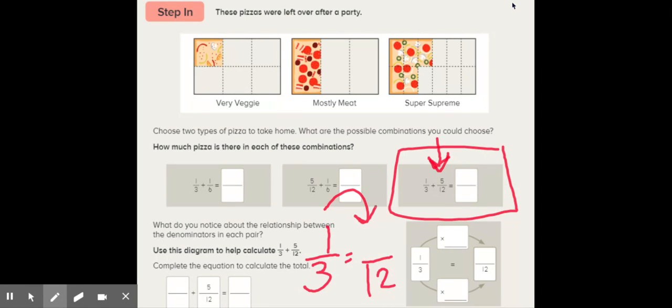We have a circle diagram. I find the relationship between 3 and 12. 3 times 4 is 12. I use that relationship of times 4 with my numerators. 1 times 4 is 4. So now, instead of adding 1/3 to 5/12, I'm adding 4/12 to 5/12. I know that my 12ths won't change. My 4 plus 5 is 9.